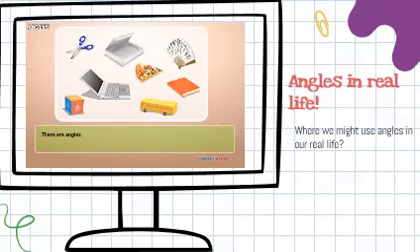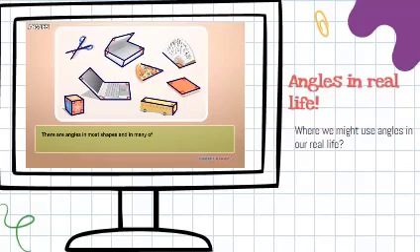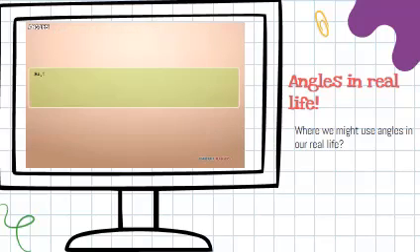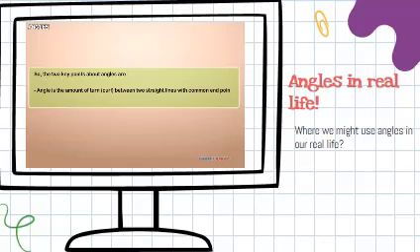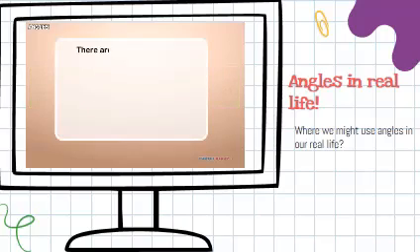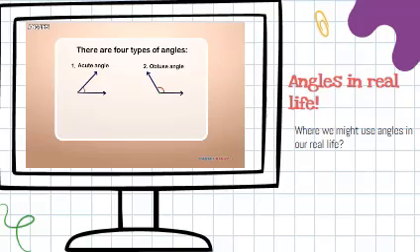There are angles in most shapes and in many of the objects you see and use on a daily basis. So, the two key points about angles are: angle is the amount of turn, curl, between two straight lines with a common end point. It is measured in degrees. There are four types of angles: acute angle, obtuse angle, right angle, and straight angle.